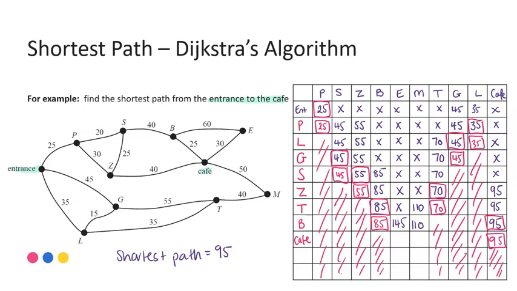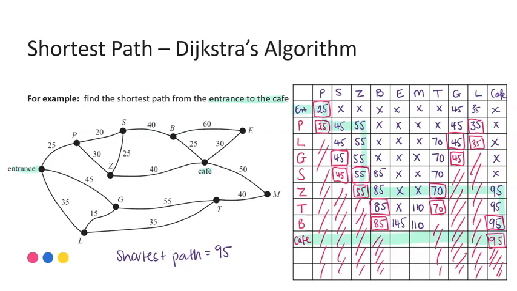What that path is, if we go from the table, so we're at the cafe and we're looking at going up until the 95 was established. So where did it first appear? It first appeared at vertex Z. So I go across to column Z. Now focusing on the 55, and I'm going up the column until I get the first 55. And that came from P. So I go across to column P. Now looking at 25, I go up to where that first appeared, and that came from the entrance.